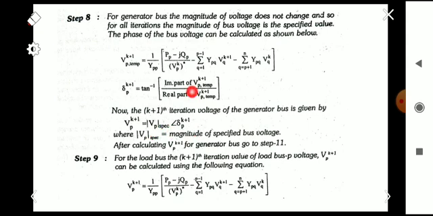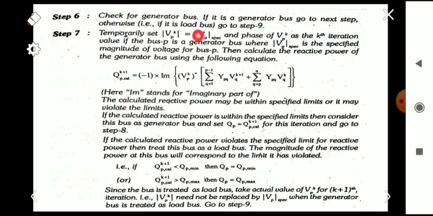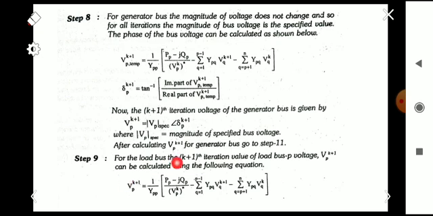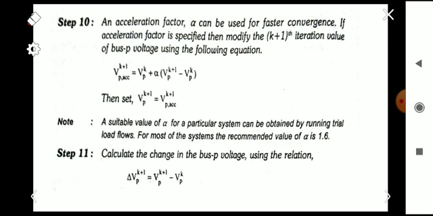And in step 6 we said that if it is a load bus we have to go for step 9. So in step 9, for the load bus, the k plus 1 iteration value of bus p voltage, Vp^(k+1), can be calculated using this equation. We have to calculate the bus voltage for the load bus using the equation, and after finding that, we have to use an acceleration factor alpha, for faster convergence.